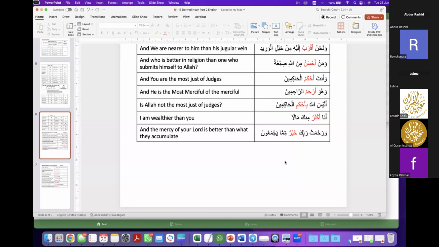Anyone? And which one is this tafdil? And why? Which pattern? What is this, Sister Lubna? It is comparison. Where does the comparison show here? Where is the min here? Done. Okay, the next page.